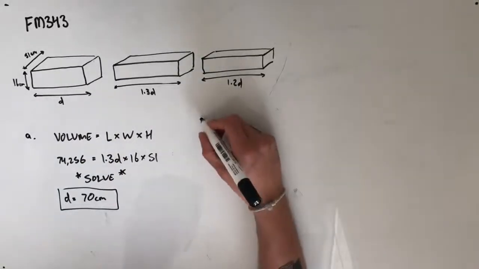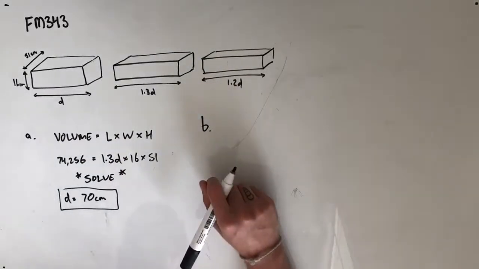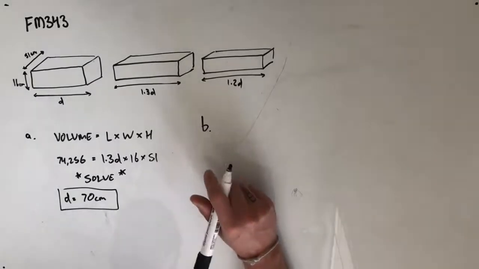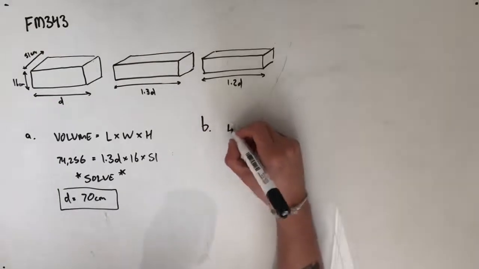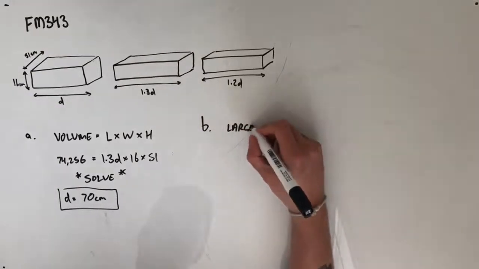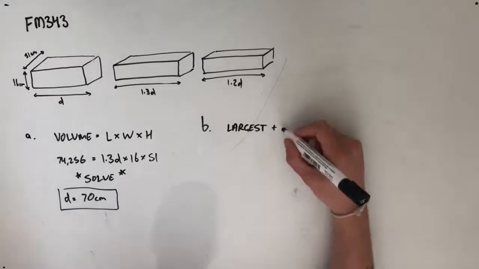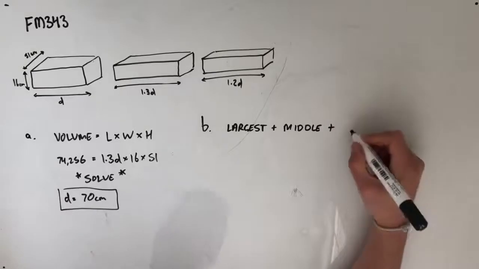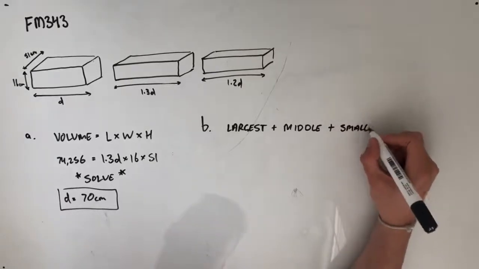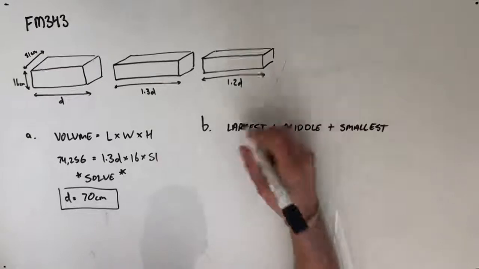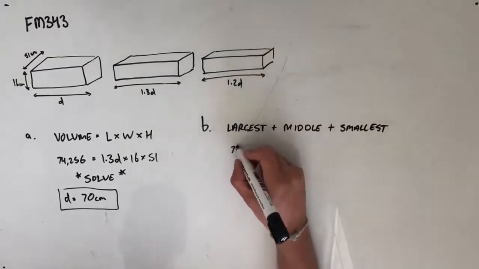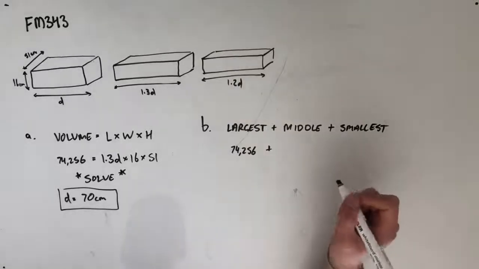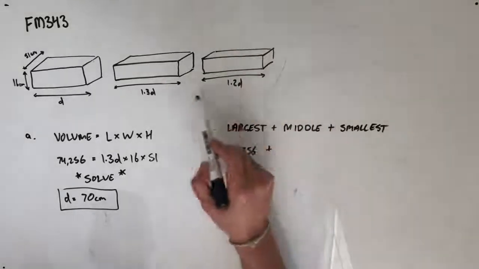Excellent. So part B then says, what is the total volume in cubic centimeters of all 3 cushions? Round your answer to the nearest cubic centimeter. So if we were to take the volume of the largest cushion and then add the volume of the middle-sized cushion, and then add the volume of the smallest cushion, we would have our total. So we know that the volume of the largest cushion is 74,256 centimeters cubed.